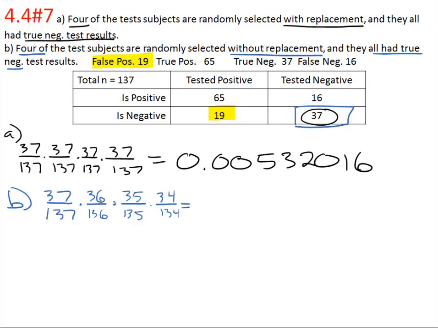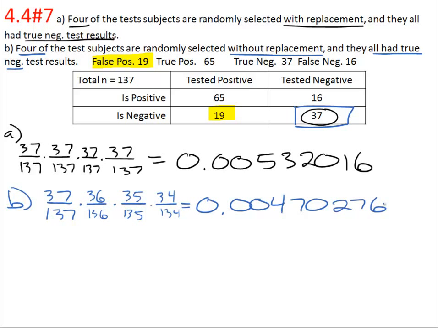And now we have to multiply those together, which gives us an even smaller number. Let's do 276, and again, round to whatever decimal place you're rounding to.